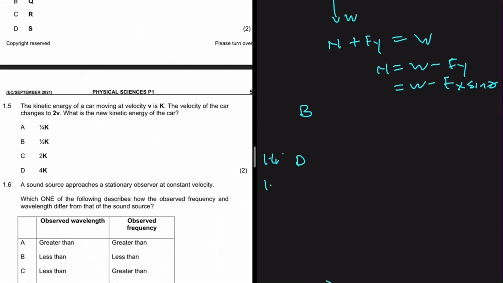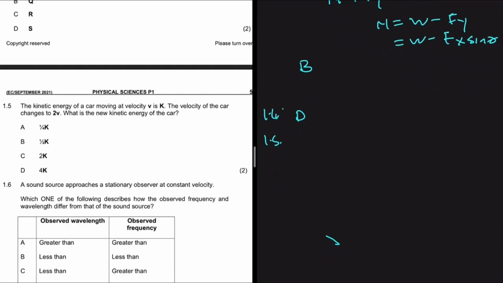And then 1.5 is saying the kinetic energy of a car moving at velocity V is K, right? The velocity of the car changes to 2V. What is the new kinetic energy of the car? So here I usually advise people to give these variables values, right? Because if you work in variables, most people can't do it. But I can, and I'm going to show you how.